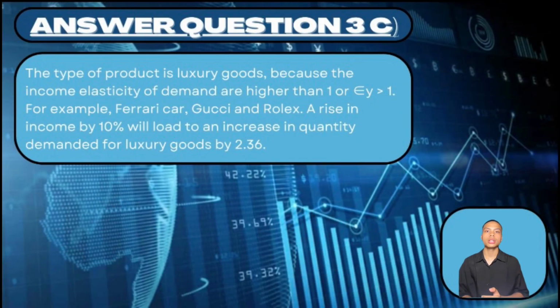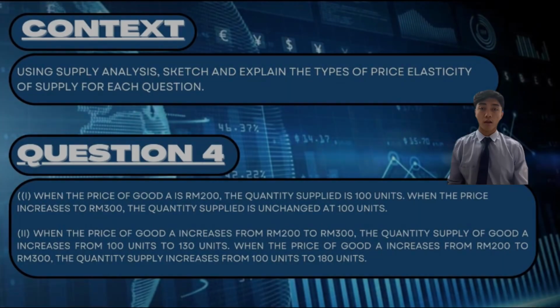Last but not least, question number 3. The type of product is luxury goods because the income elasticity of demand is higher than one. For example, Ferrari car, Gucci, and Rolex. A rise in income by 1% will lead to an increase in quantity demanded for luxury goods by 2.36.